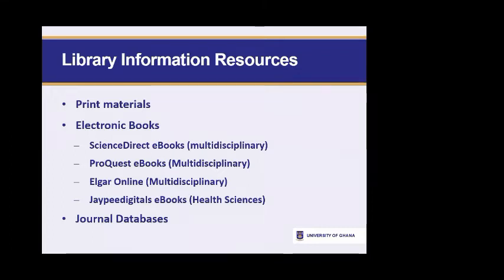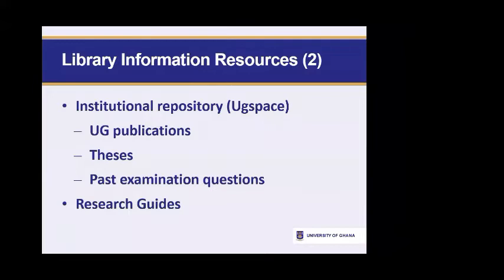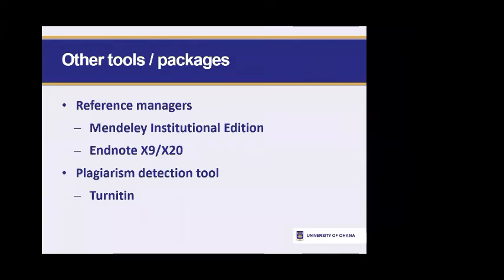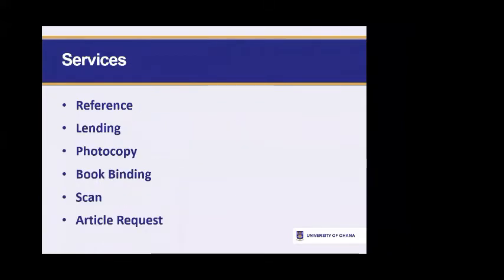So these are some of the resources. The resources are in print materials, I mean the books and journals. So we have print books and then electronic books and journal databases. We do this practically. For the e-books, we have ScienceDirect e-books, ProQuest, Eger Online, and then JP Digital. And then we have journal databases, which we'll be looking at later, and then we also have the institutional repository. We look at all of this later practically from the website. The university also subscribes to reference managers, Mendeley, which we'll be looking at, I think, in the third session of this webinar series, Mendeley and EndNote, and then you also have links to the anti-plagiarism package to use to test your work, which we're also going to look at.